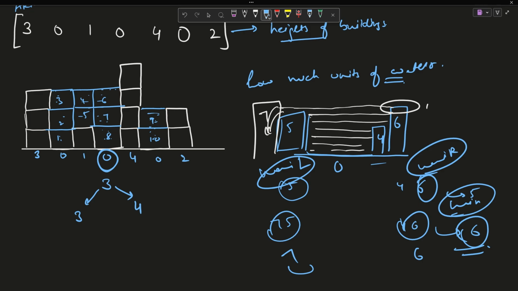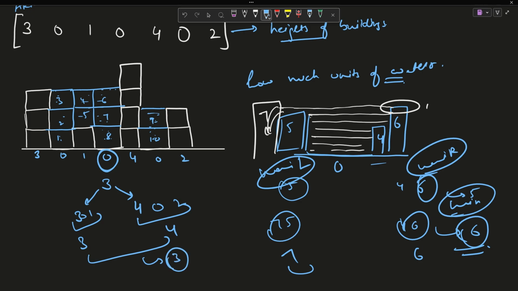Are you able to understand? That is what happened. Try to visualize it as a boundary wall, right? And then the answer will get clear to you. Similarly, for 0, the configuration is 3 on the left and 4, 0, 2 on the right. The maximum from left is 3, maximum from right is 4. Minimum of these two is 3. So 3 units of water.